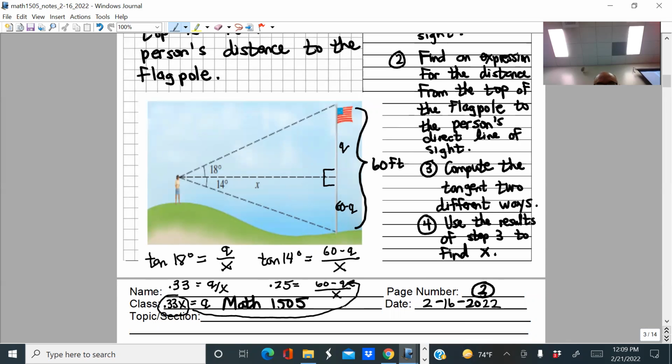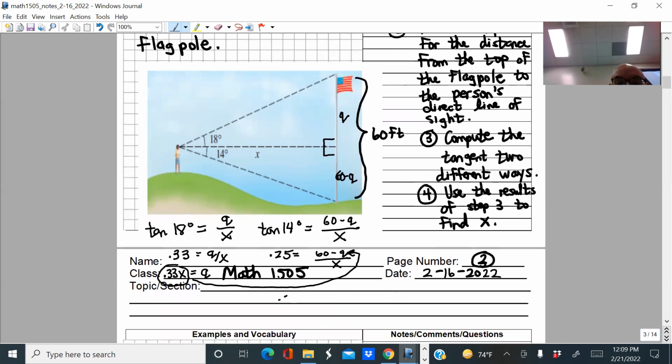Wow, what does that give us? I have 0.25 is equal to 60 minus 0.33x, over x. How many unknowns does this equation have now? 1. Right, that equation is now down to 1 unknown. So you see, I used that first equation to get rid of the variable Q in the second equation. And now I have just this equation with 1 unknown, which now I can solve. Hopefully. Might be tough, but at least I have a chance of solving that.